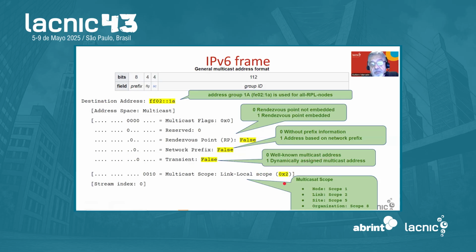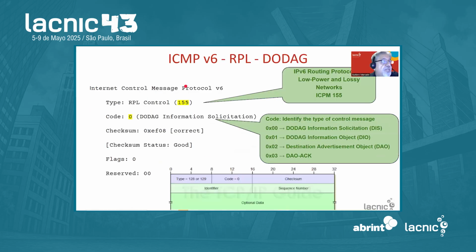All the multicast addresses are well known. So the scope finally of this packet is link local 02. There are other scopes, of course, node, link, site, and organization, and so on. So this is the analysis of the IPv6 packet.